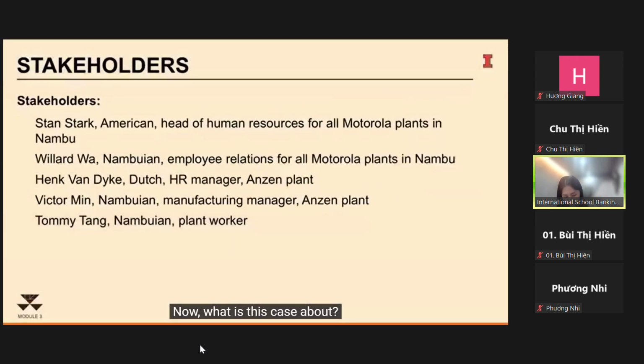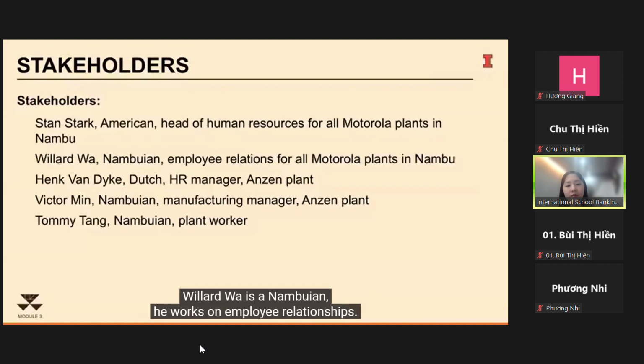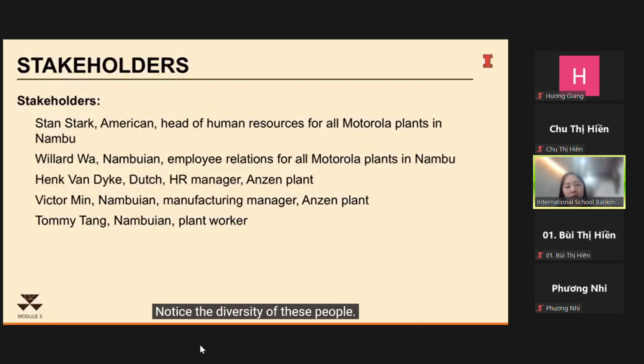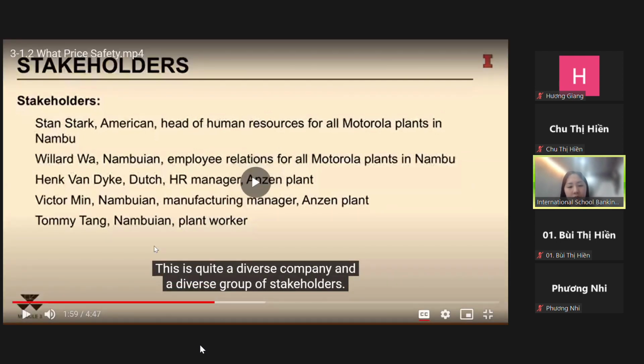Now, what is this case about? First of all, it's about Stan Stark, who is the American, and he is running the headquarters. Willard Waugh is a Namibian. He works on employee relationships. Henry Van Dyke is a Dutch human resources person at that plant. Victor Min is the plant manager, and he's been doing very well. And Toby Tang is an employee, a worker at the plant. Notice the diversity of these people. This is quite a diverse company and a diverse group of stakeholders.